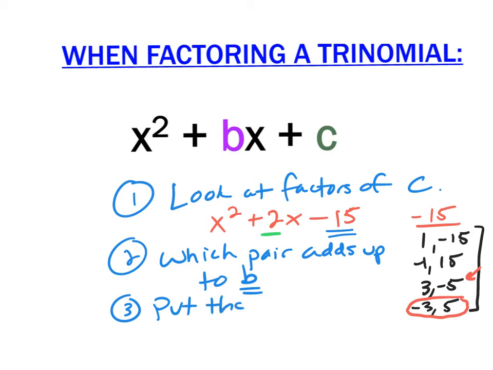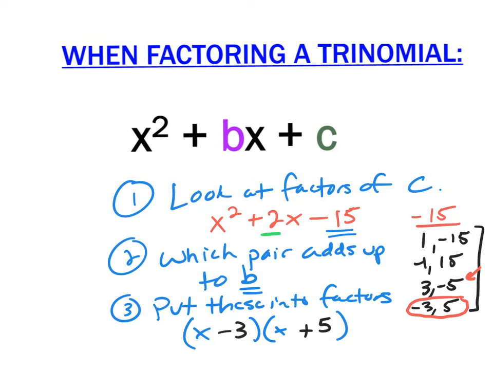we put these into factors, and we're going to be splitting it up as x and x because the only way we can split up x squared is x and x, but then those numbers that we found which add up to positive 2 go inside the set of factors like so. And so our negative 3 and positive 5 would be x minus 3 times x plus 5, and that would be our final answer, and that would be fully factored there.